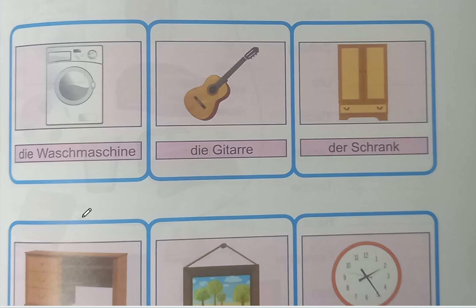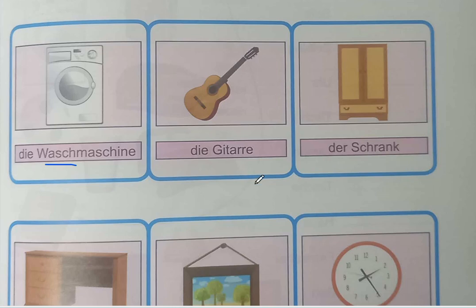We see a washing machine. So the Waschmaschine. Okay, let's break this down a bit. Wasch means to wash. It's a verb as well. Waschen is like the verb to wash. Maschine is machine. So it's feminine, die Waschmaschine. Okay, next we see a guitar.